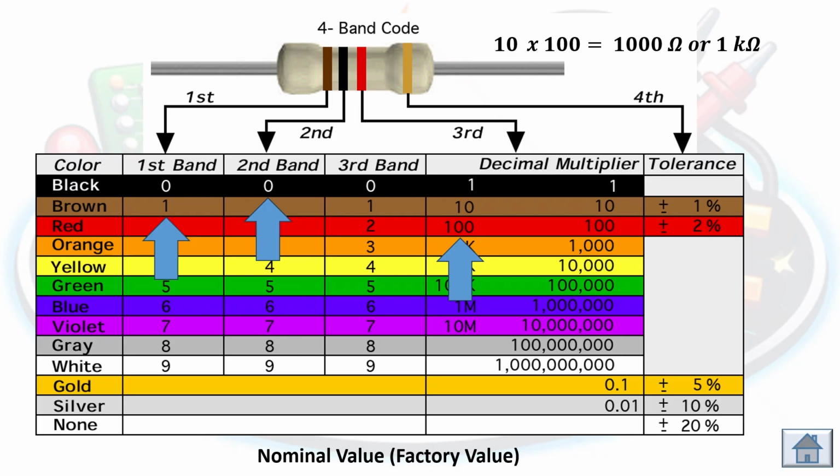For the tolerance, we make use of the last color on the resistor. The fourth band on the resistor is gold. According to the table, that's plus minus 5%. So we now have the tolerance, plus minus 5%. So in summary, the resistor shown on screen is a 1 kilo ohm resistor with a tolerance of plus minus 5%. Let's have some more examples of these.